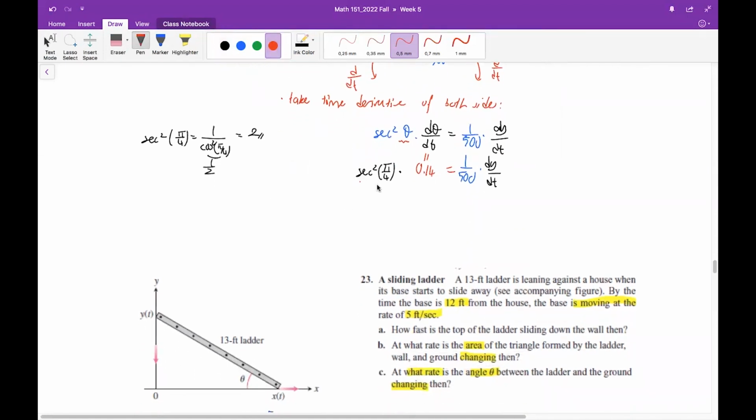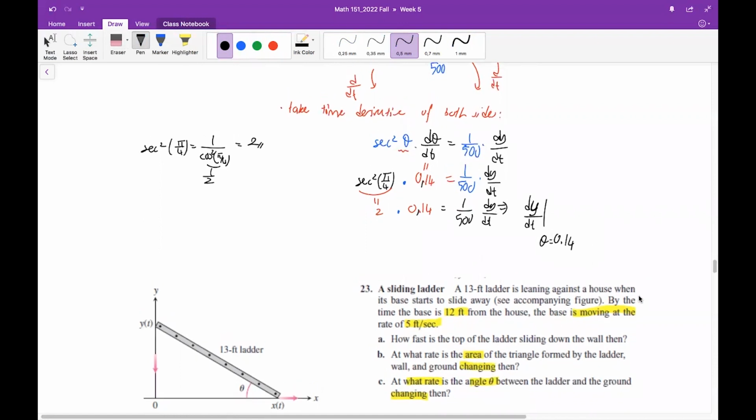So let's insert it. This is 2 times like that, maybe, okay. I should keep writing that like this. 1 over 500 dy over dt. From this line, you can solve the only unknown dy over dt at the moment when theta is pi over 4. The result is 140 feet over minute.